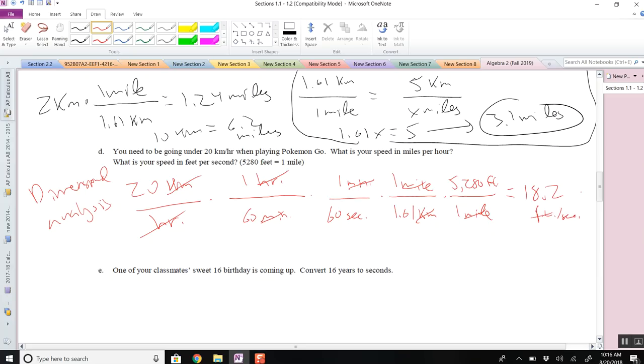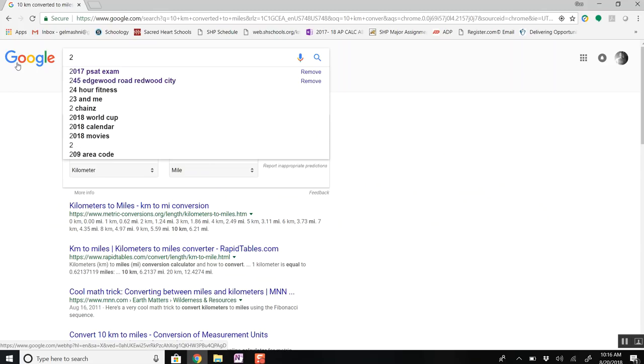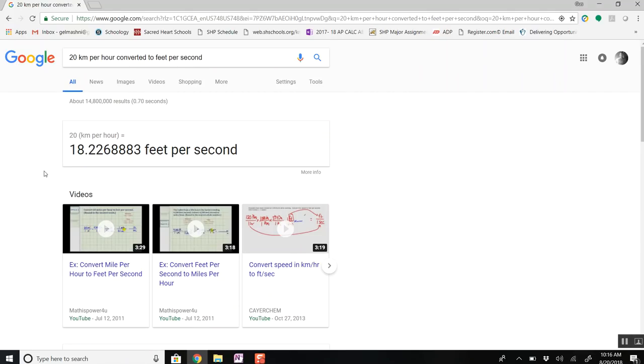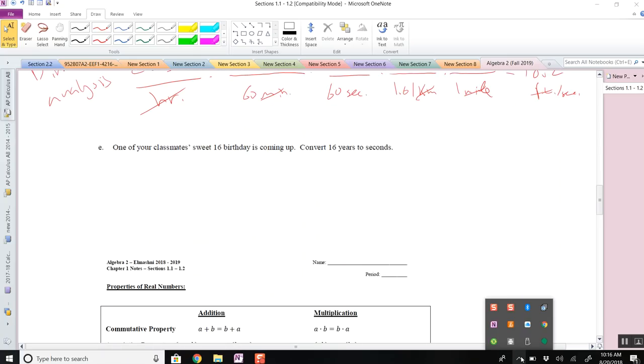So if you're looking to do that conversion, that's what would happen. And again, we can go to Google, kilometers per hour converted to feet per second. Let's see if Google does this for us. And there you go. It does give it to us. So Google's kind of nice that way. But keep moving. So maybe try this on your own. You want to convert 16 years to seconds. So go ahead, pause, and try it on your own.